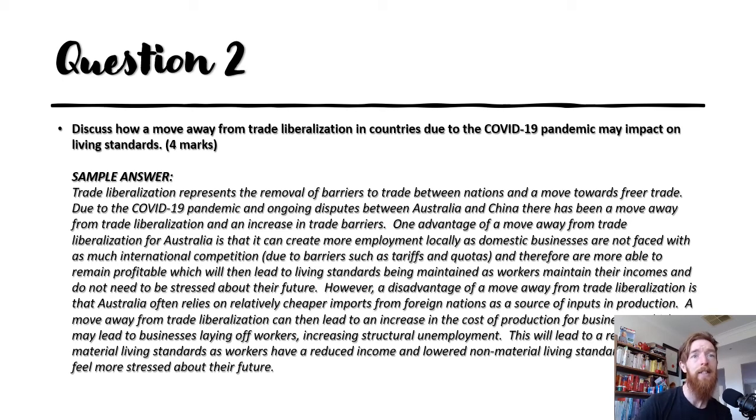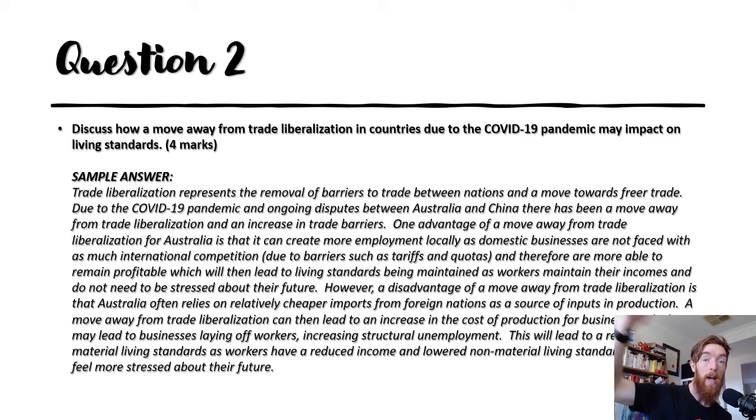However, a disadvantage of a move away from trade liberalization is that Australia often relies on relatively cheaper imports from foreign nations as a source of inputs for production. A move away from trade liberalization can then lead to an increase in the cost of production for businesses, which may lead to businesses laying off workers, increasing structural unemployment. This will lead to a reduction in material living standards as workers have a reduced income, and lowered non-material living standards as they feel more stressed about their future.